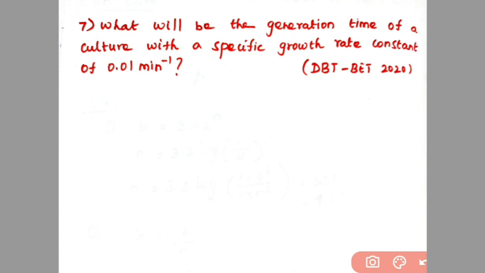Okay, problem number 7: what will be the generation time of a culture with a specific growth rate constant of 0.01 minute power minus 1? This problem is for your practice. So you just solve this problem and give your answer in the comment section. Okay.